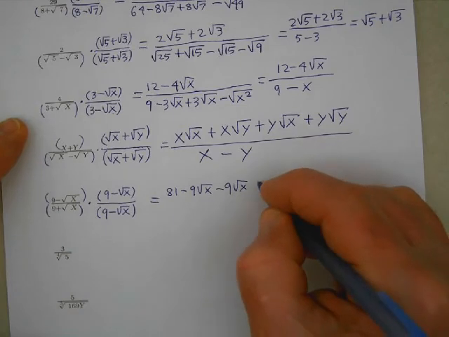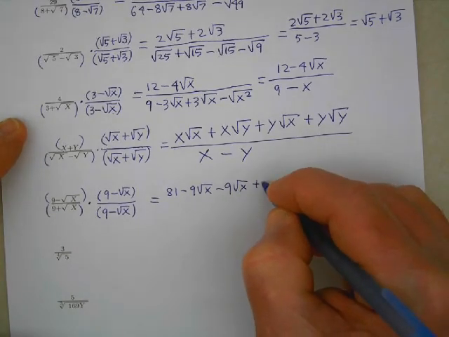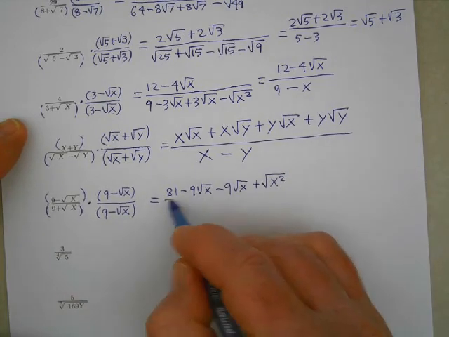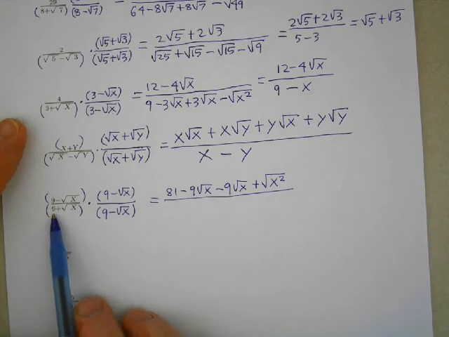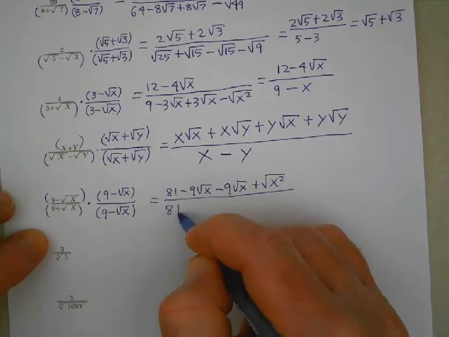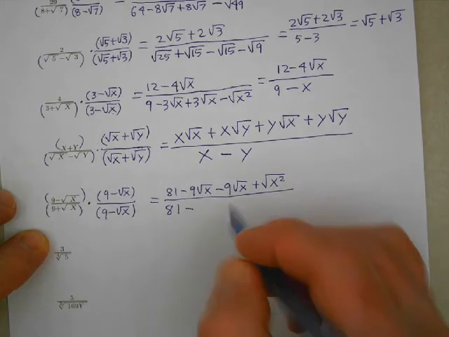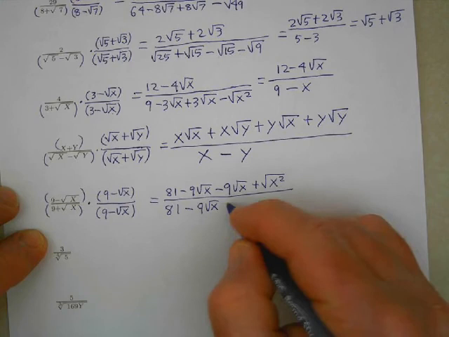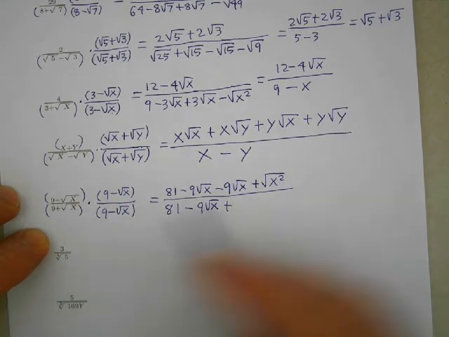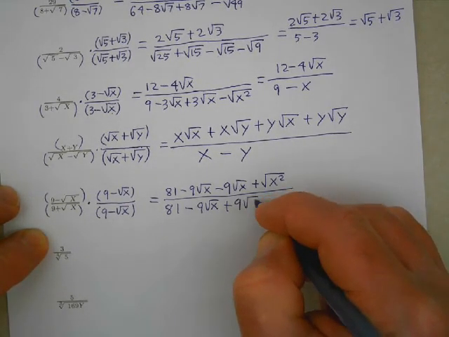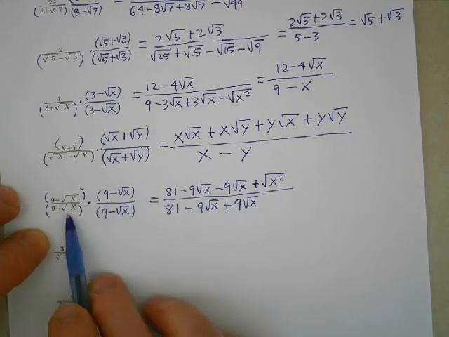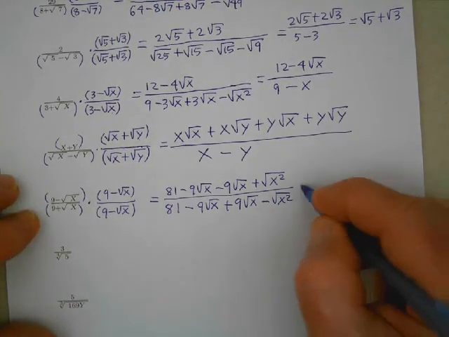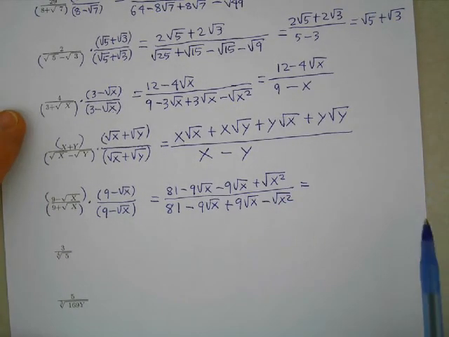A negative times a negative is positive, and the square root of x times the square root of x is the square root of x squared. And then in the denominator, 9 times 9 is 81, and then minus the 9 times the square root of x, and then plus the square root of x times 9, which is just plus 9 times the square root of x, and then minus the square root of x times the square root of x is minus the square root of x squared. And then in the next step, we can write the simplified form.